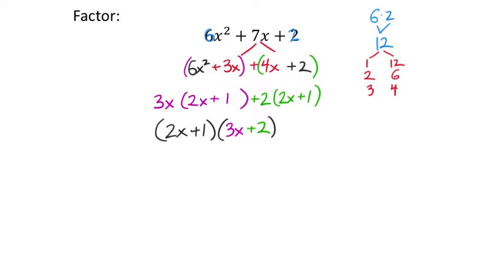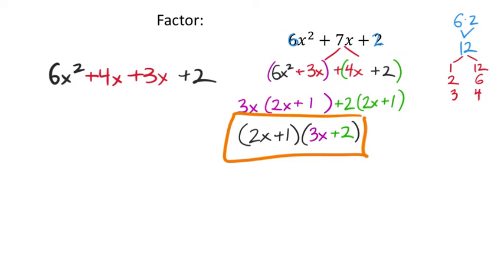Now again, just before you finish here, make sure there's nothing you can factor, some kind of greatest common factor with each binomial separately. I don't see any. So it looks like this one's done. And again, if you wanted to write this as 3x plus 2 times 2x plus 1, it's the same exact thing. All right, so this is a good point.